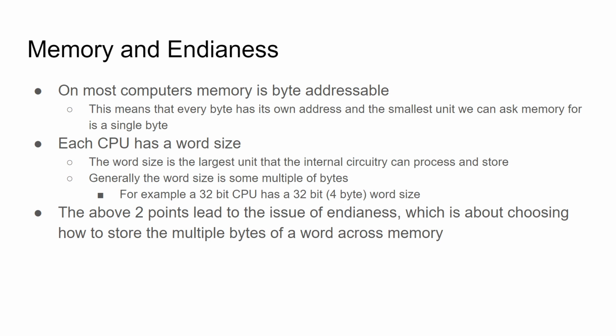The CPU's word size is simply the largest unit that the internal circuitry can process and store. So if you have a 32-bit CPU, the largest numbers that it can add would be 32 bits big. The largest numbers that it can store, 32 bits big, internally in the hardware itself. If you have a 64-bit CPU, the largest numbers you could subtract would be 64 bits big, and the largest numbers you could store internally would be 64 bits. The above 2 points lead to the issue of endianness, which is about how to choose how our multiple byte words should be stored in memory.